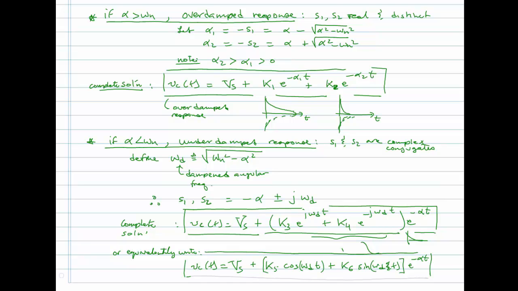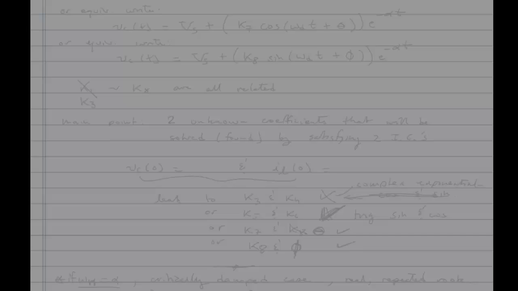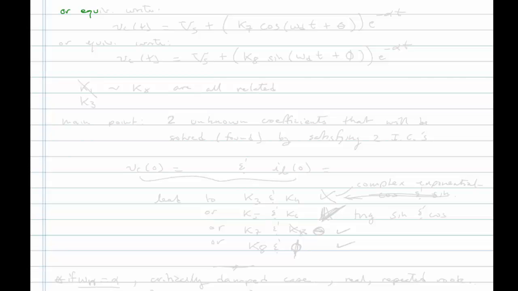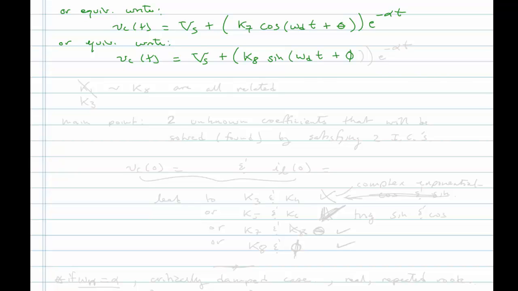That's a trigonometric form. Moving on to the next page, we could equivalently write Vc of t is equal to Vs plus K7 cosine omega dt plus theta, whole thing times e to the minus alpha t. Or, finally, we could equivalently write Vc of t is equal to Vs plus K8 sine omega dt plus phi, e to the minus alpha t.